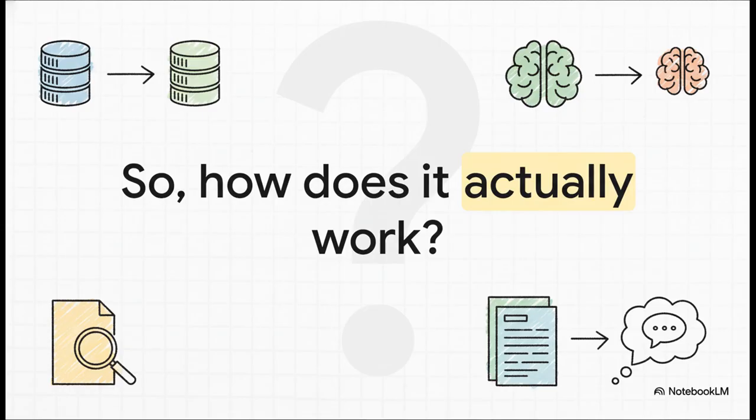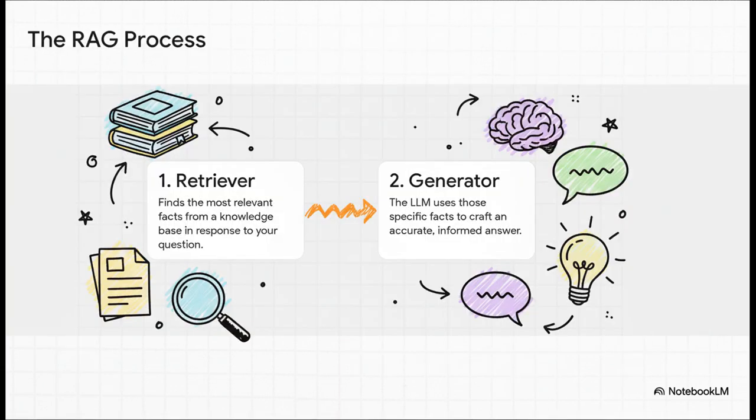Okay, the whole open book test thing is a great analogy, but let's peel back the curtain a little bit. How does this thing actually work under the hood? It's really just a simple two-step process. First, you've got the retriever. Think of it like a super fast research assistant. When you ask a question, it instantly scans all the information you gave it. Could be websites, PDFs, whatever, and it pulls out just the most relevant little bits of text.